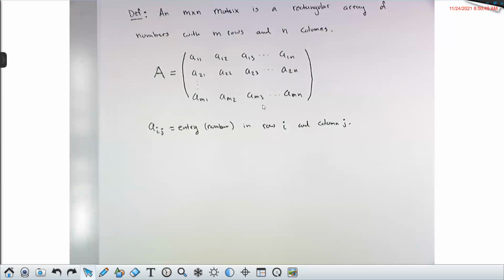M by N we call the dimension or size of the matrix. That first number is the same thing as the dimension or size of a system. The first number is the number of rows, or equations if you're talking about a system. The second number is the number of columns, or variables if you're talking about a system.